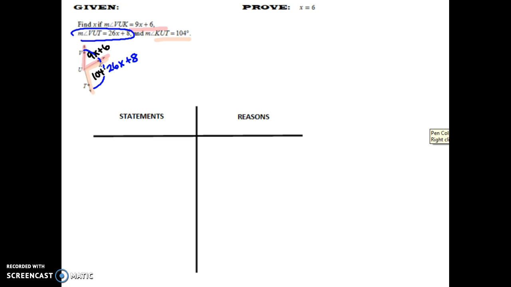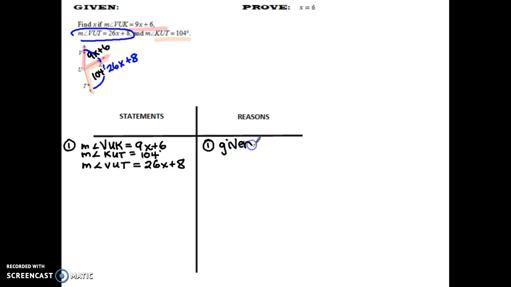I'm going to go ahead here. So the given information is all those angle measurements. The measure of angle VUK is equal to 9x plus 6. The measure of angle KUT is equal to 104. And the measure of angle VUT, remember that's the whole thing, that is 26x plus 8. All of that information is given to me in my picture or in the words describing the picture.